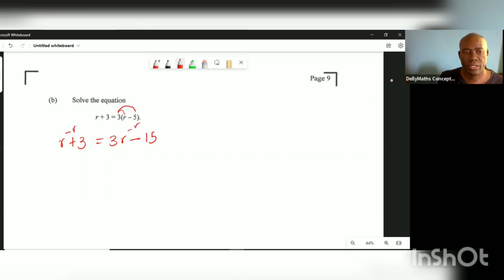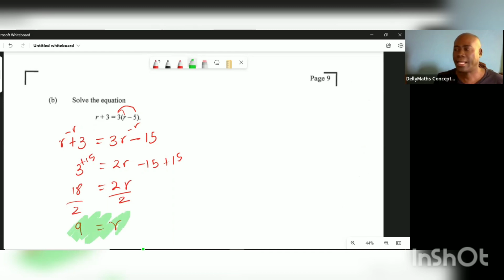So if I rewrite this, I have 3, which is equal to 2r minus 15. And then now I'll add 15 to both sides. As you could see, adding 15 to both sides, I'll have 18 is equal to 2r. So I'm gathering my r's on one side, gathering the constants on the other side. Then I'm going to divide by 2, divide by 2. 9 is equal to r. So there we go, 9 is equal to r. And that's the answer for that. All right, so we have that done.